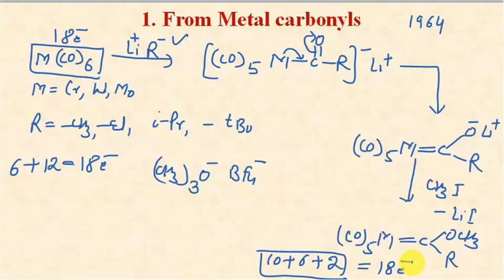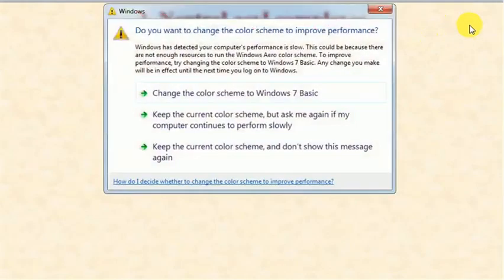So this was the first method, which was reported by Fischer in 1964, and in that particular method the metal was particularly tungsten. The second method is by the activation of neutral acyl groups. This method was reported by Gladys.